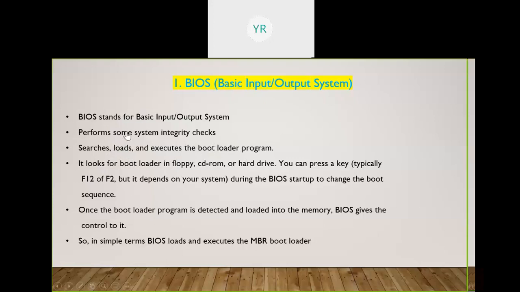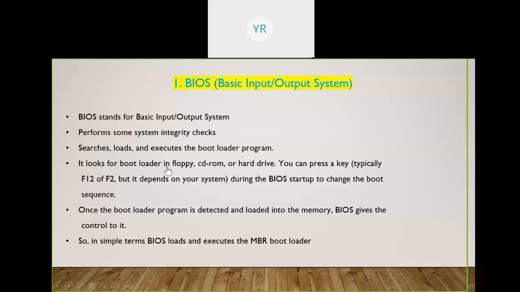So after powering on the device, the BIOS will perform the system integrity checks. After that it searches where the bootloader program is. After searching, it loads that program and executes the bootloader program. That means it will give the control to this bootloader program. After powering on, BIOS is the first stage. BIOS will search, load and execute the bootloader program.